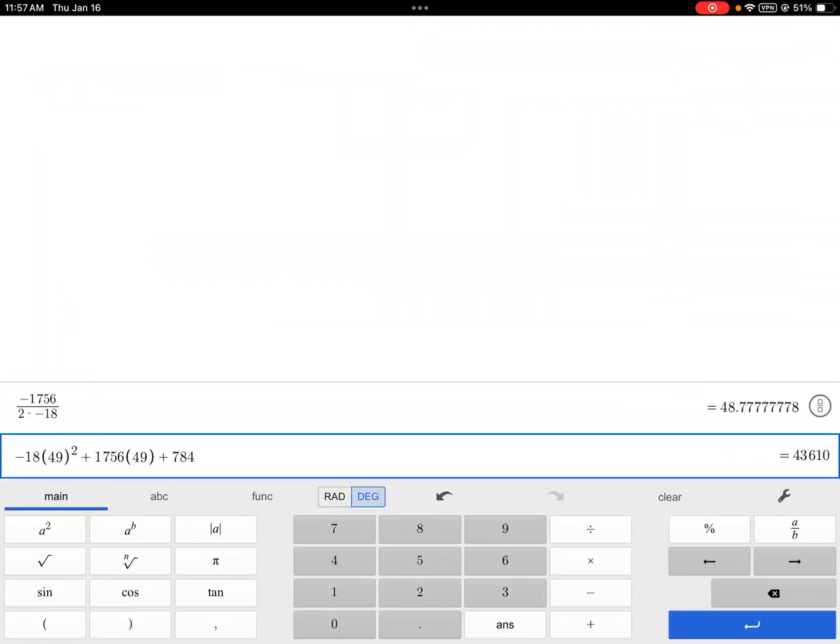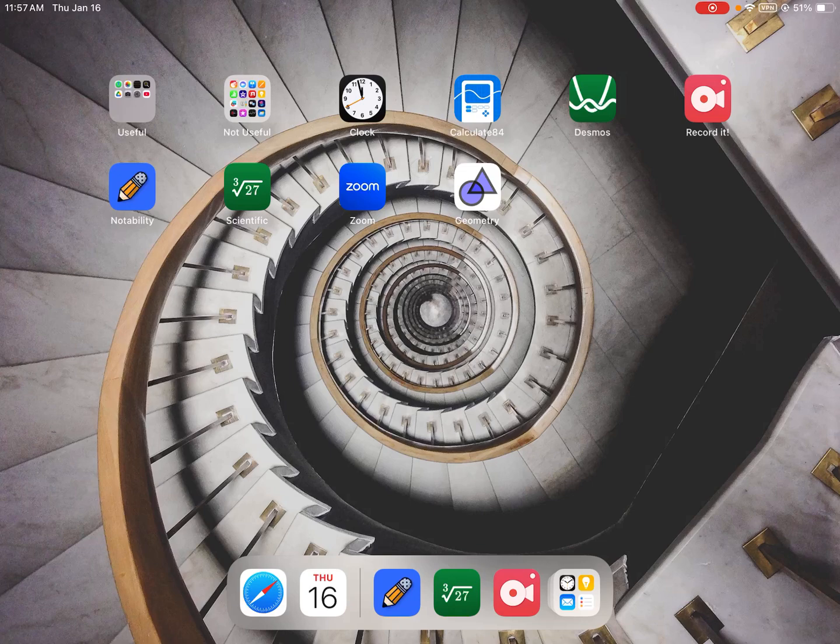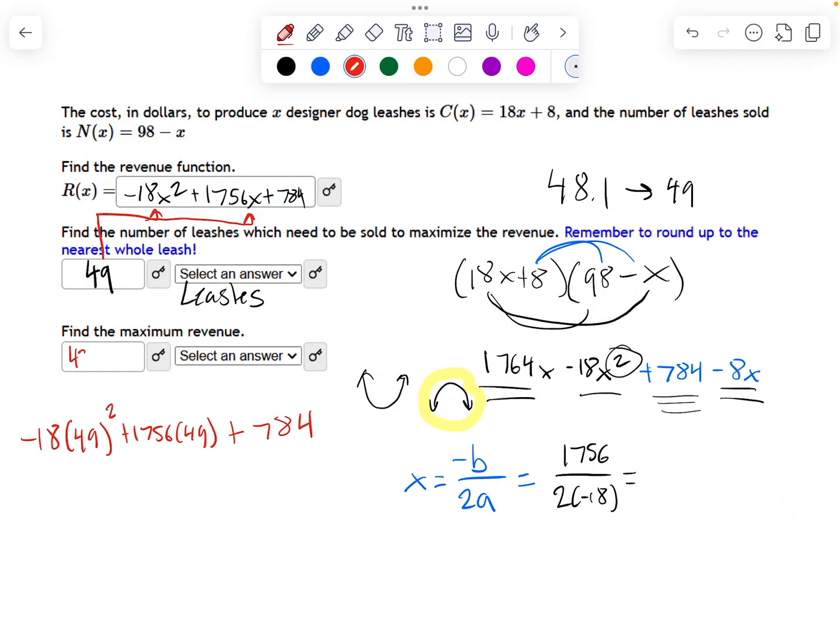So we get $43,610. So $43,610 is our final answer. And that's going to be in money. That's going to be in dollars. Okay, we're finding how much money we're making. That's quite a lot of money. Designer dog leashes are apparently fantastic for business.